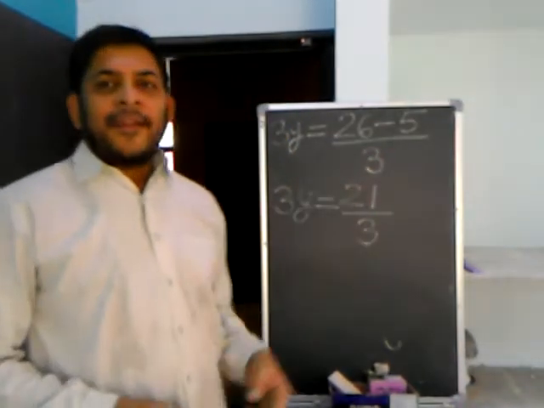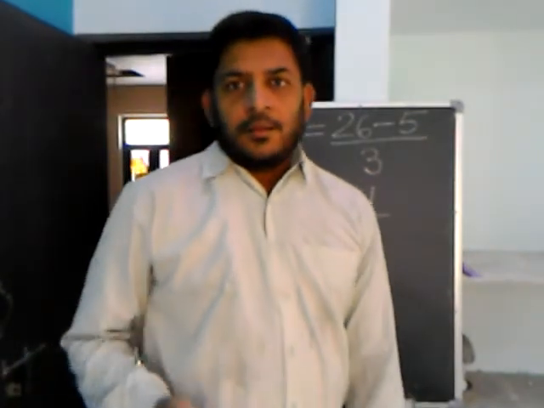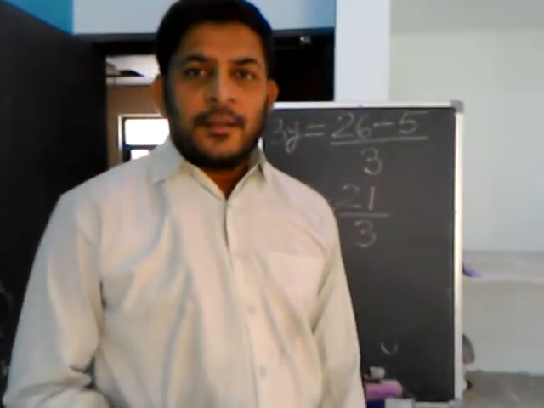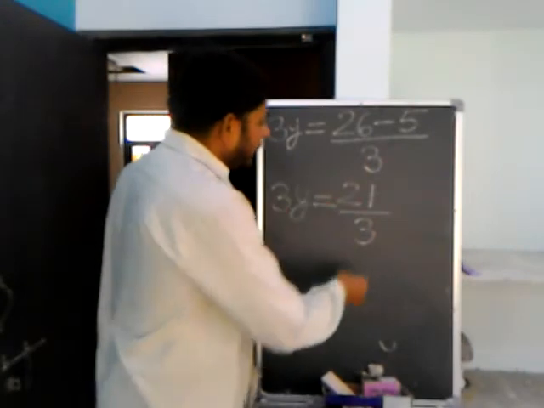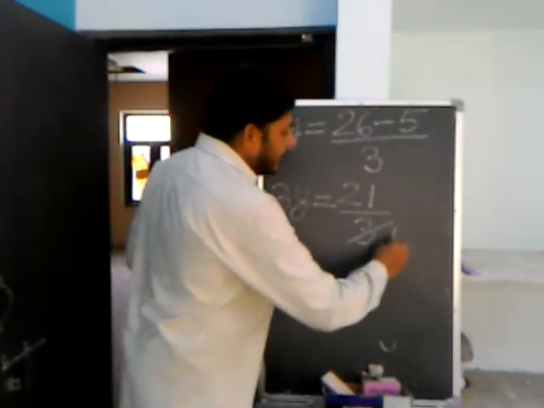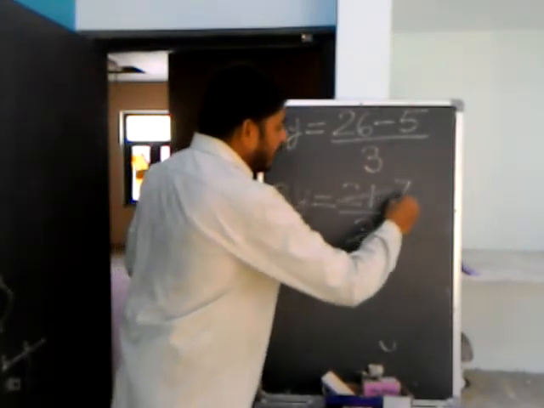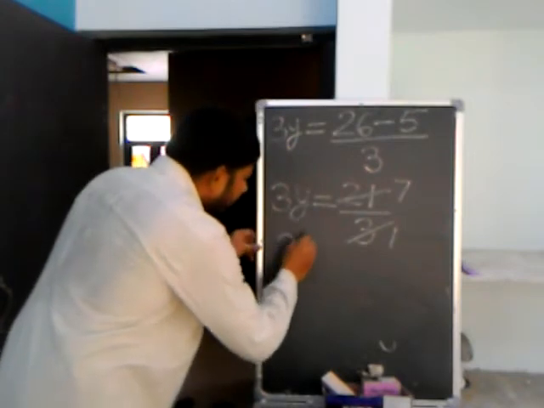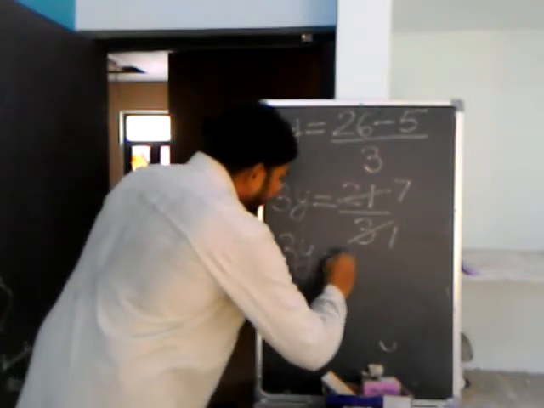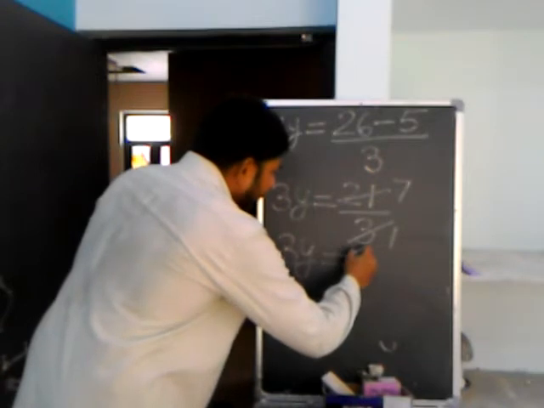Now this 21 can be divided by 3. We know 21 comes in the table of 3. So 21 and 3 both can be divided by 3. 3 1s are 3, 3 7s are 21. We got 3y is equal to 7.